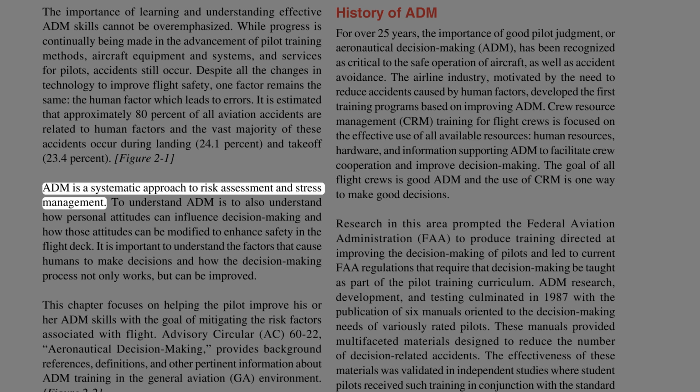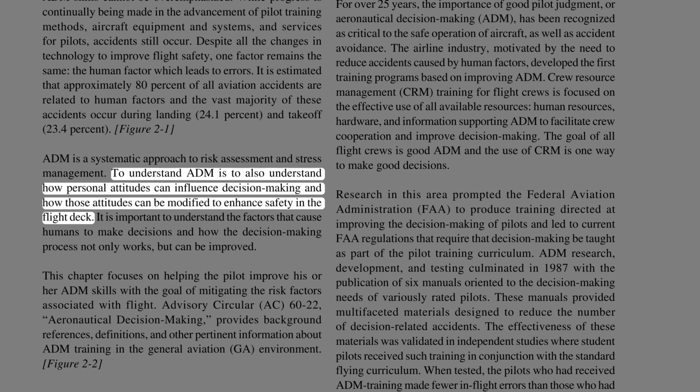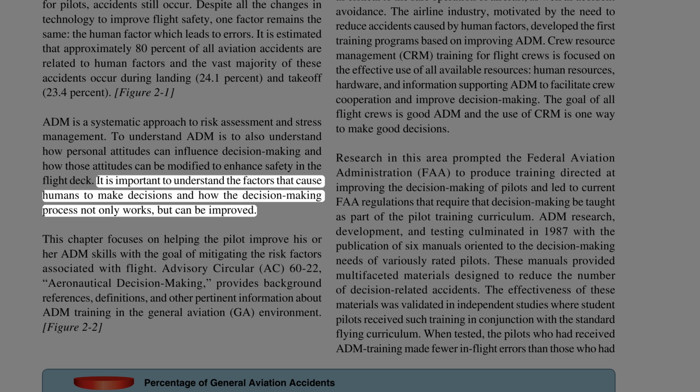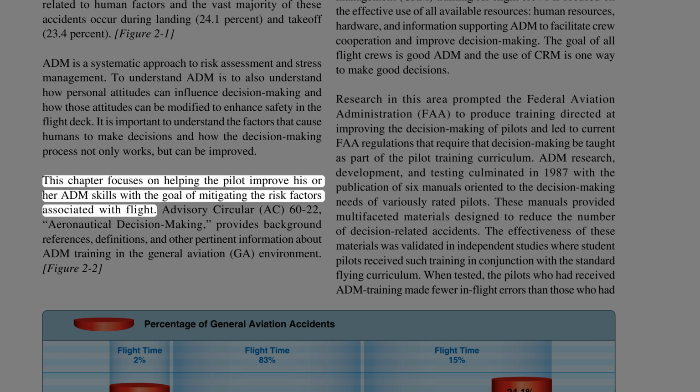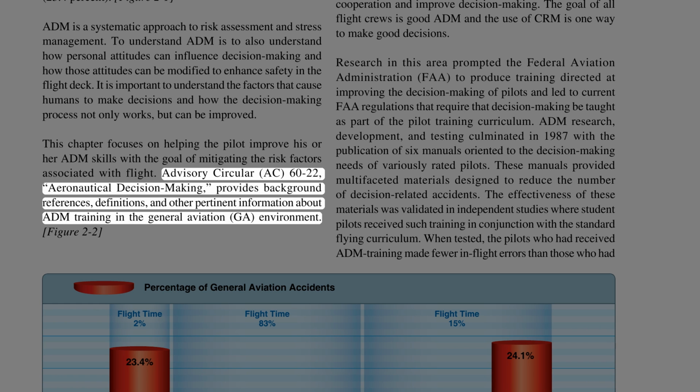ADM is a systematic approach to risk assessment and stress management. To understand ADM is to also understand how personal attitudes can influence decision-making, and how those attitudes can be modified to enhance safety in the flight deck. It is important to understand the factors that cause humans to make decisions and how the decision-making process not only works, but can be improved. This chapter focuses on helping the pilot improve his or her ADM skills with the goal of mitigating the risk factors associated with flight. Advisory Circular AC 60-22, Aeronautical Decision-Making, provides background references, definitions, and other pertinent information about ADM training in the general aviation (GA) environment.